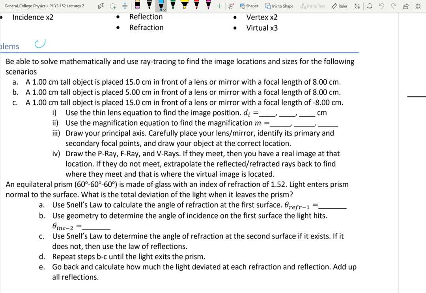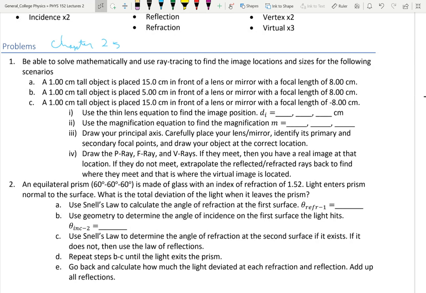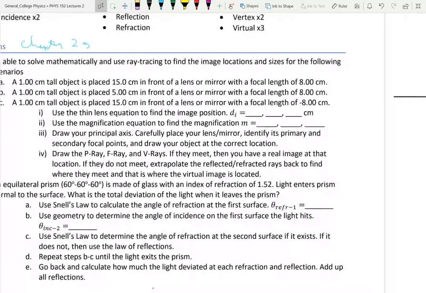Okay, chapter 25, doing the problems here. Problem 1: be able to solve mathematically and using ray tracing to find the image locations and sizes for the following scenarios. And I have 3 scenarios. Now I'm going to do the ray tracing first, just because you can always check to make sure you have the answer right, but I always like to do the ray tracing first to make sure I drew it right before I do my check.